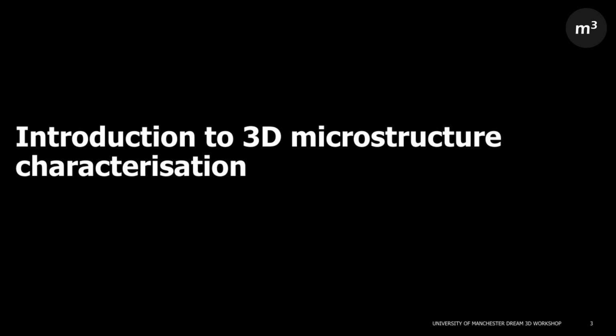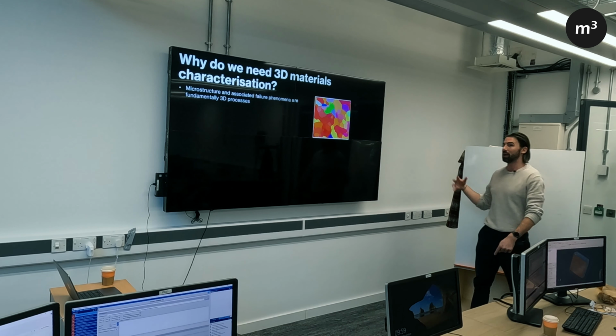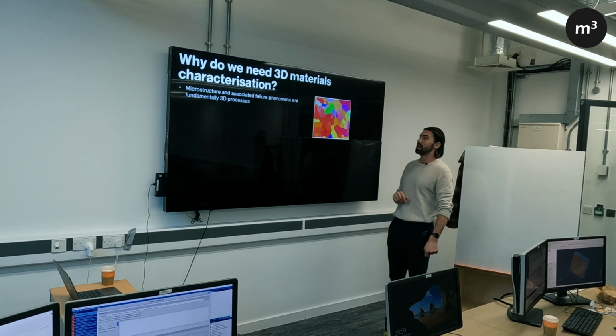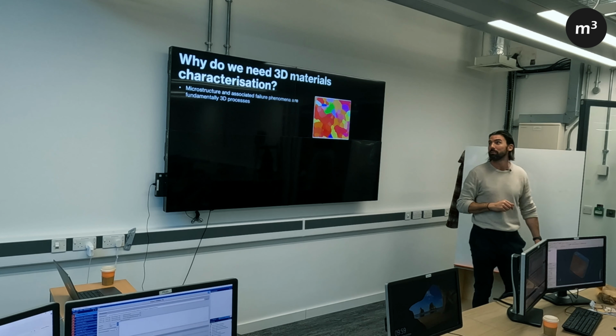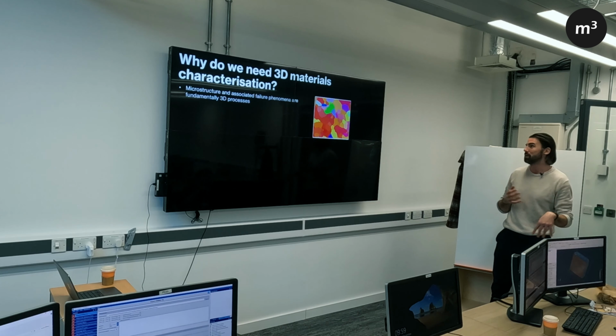Right, so why do we need 3D materials characterization? So microstructure and associated failure phenomena, which is what we usually care about. We usually don't worry about microstructures if they behave well, but when they fail by some mechanism, or they corrode, or they crack, these failure phenomena are fundamentally 3D processes. And traditionally, we've looked at them in 2D and tried to infer 3D behavior.